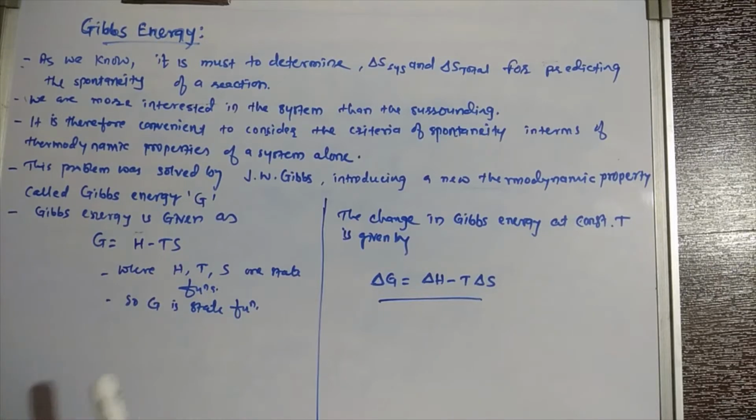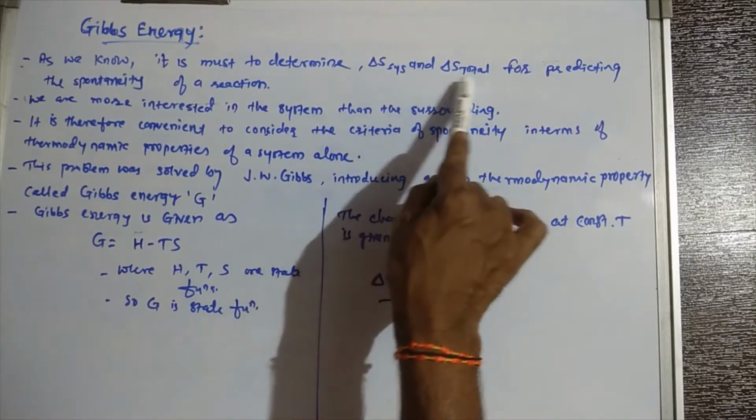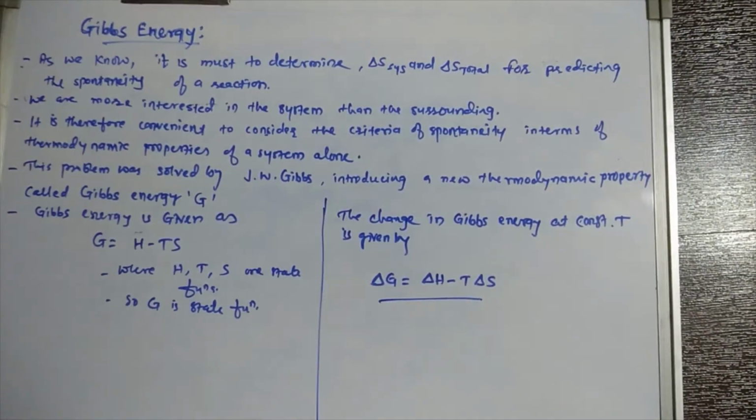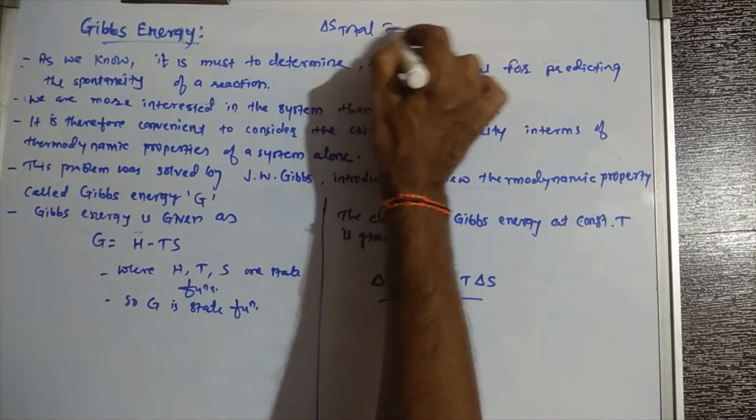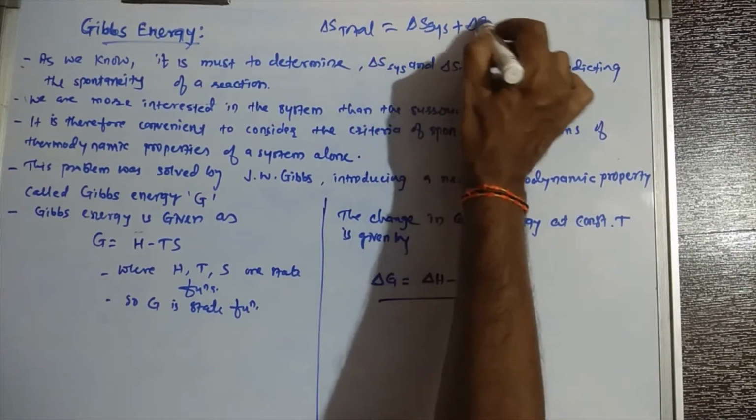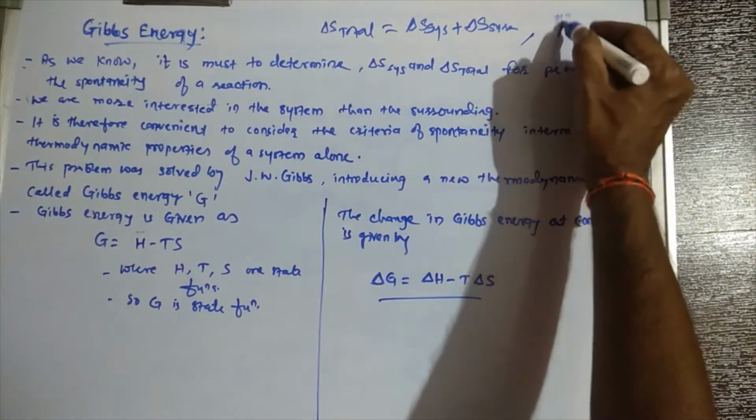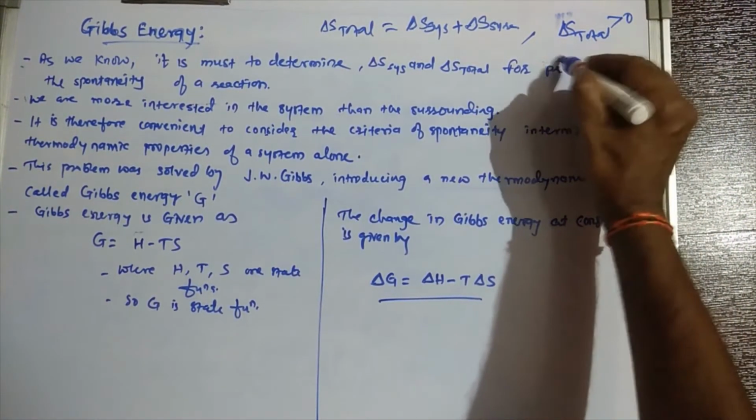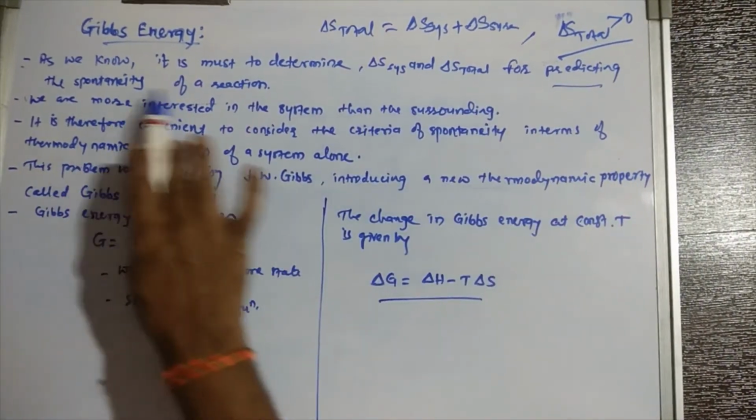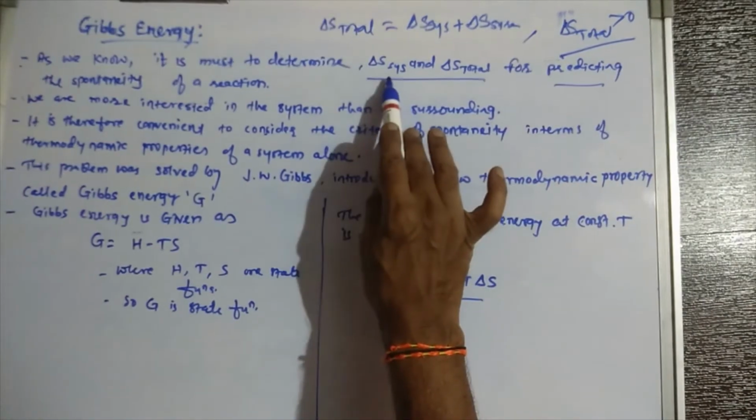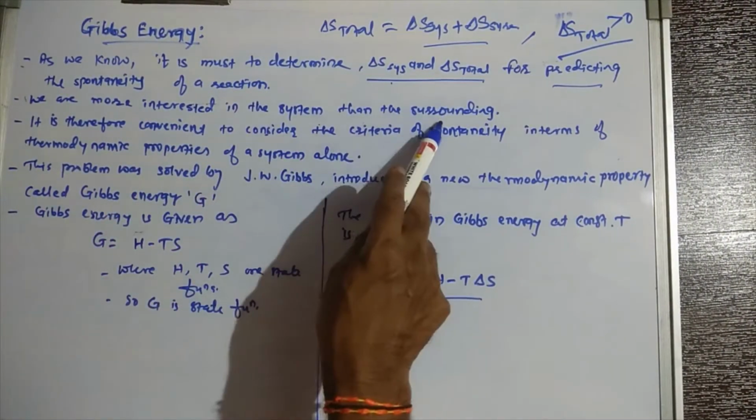One more thing we know is that we have to determine delta S system and delta S total for predicting the spontaneity of a reaction, because delta S total is equal to delta S system plus delta S surrounding. For a spontaneous process, when delta S total becomes positive, greater than 0, it is a spontaneous process. To predict spontaneity, we must know delta S system and delta S total. So we are more interested in the system than the surrounding.